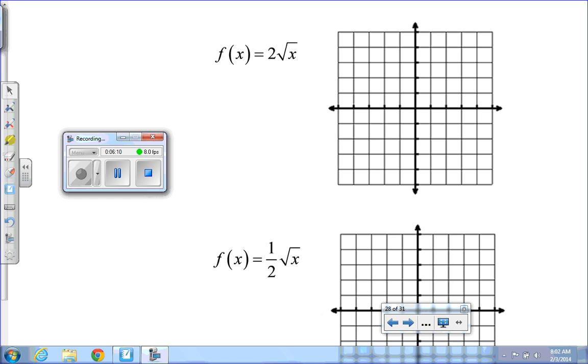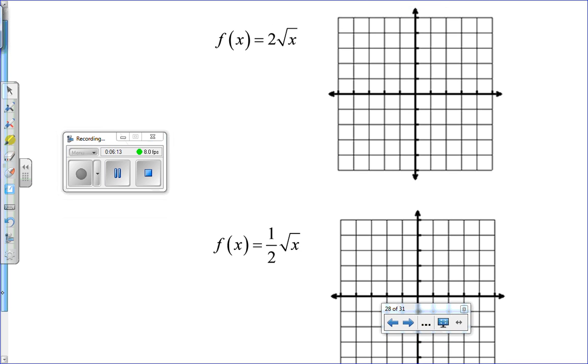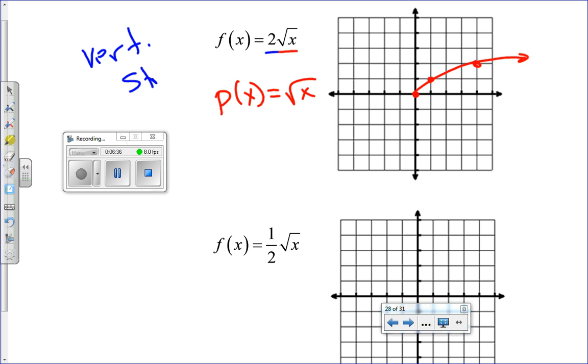Okay, let's graph a couple parent functions just to see how these transformations look on a graph. So the first thing we'll notice is the parent function. We'll call it p of x. The parent function is the square root of x. So if I square root 0, I'll get 0. Square root of 1 is 1, square root of 4 is 2. This is the parent function. What we'll recognize is a vertical stretch by a factor of 2.